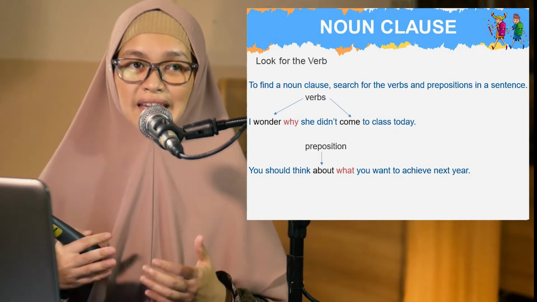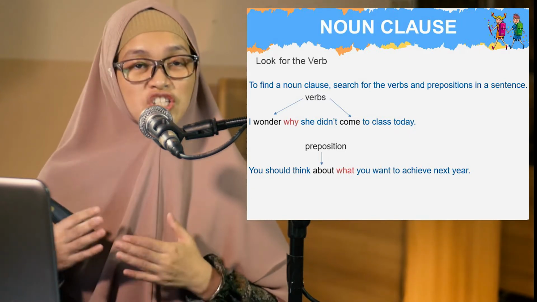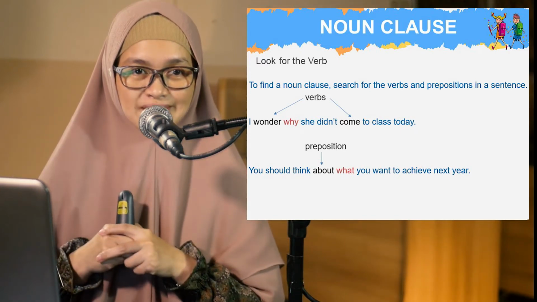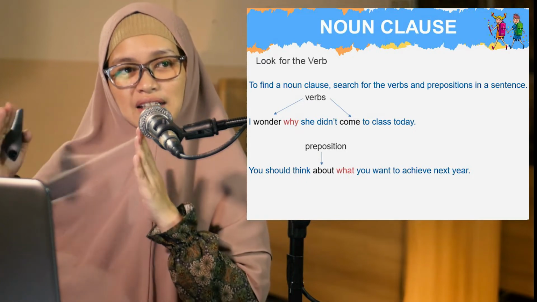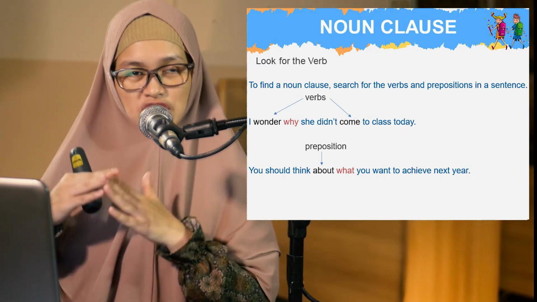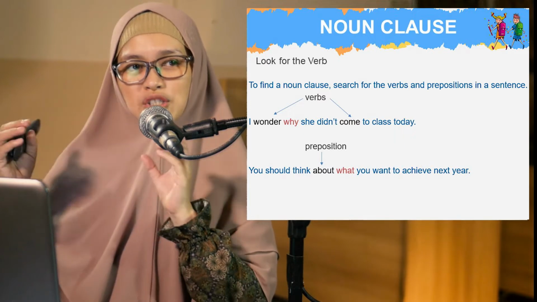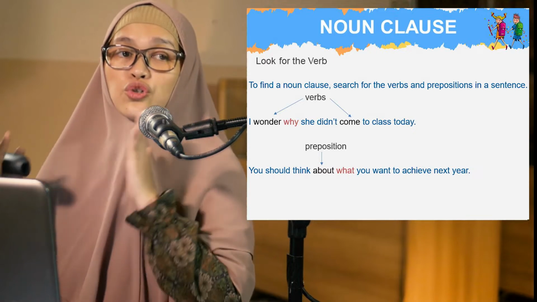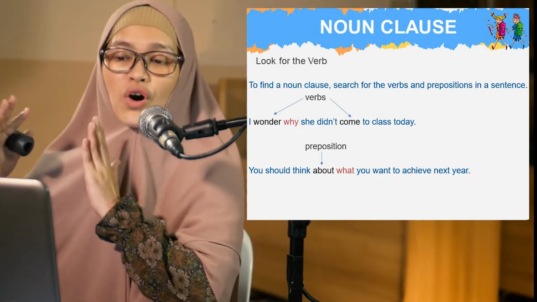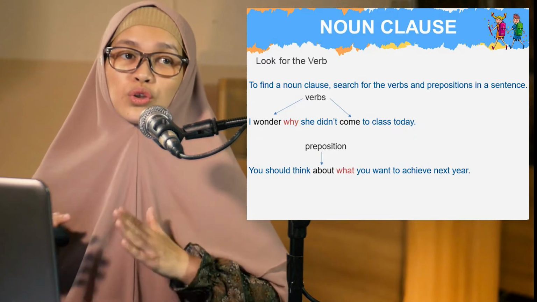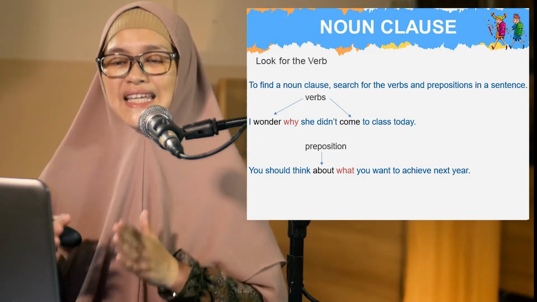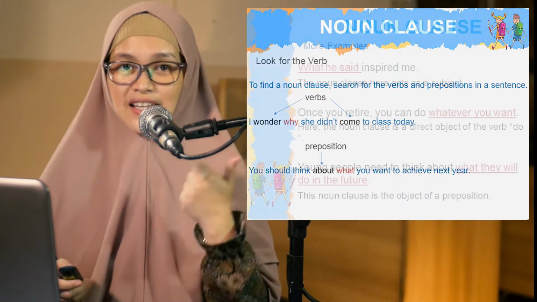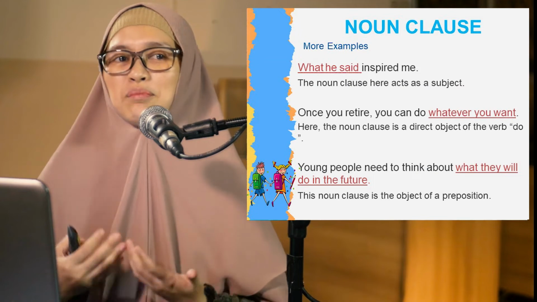Or, you should think about what you want to achieve next year. About here is a preposition. It is a conjunction to join two clauses, with you want to achieve next year. Okay, you should think about what you want to achieve next year. What you want to achieve next year is a noun clause.